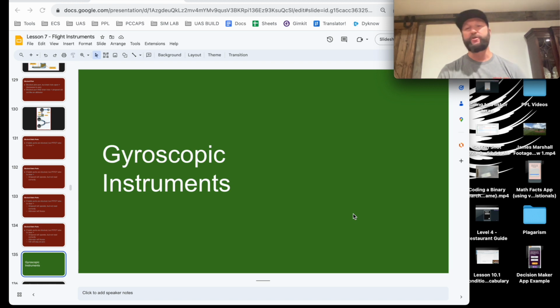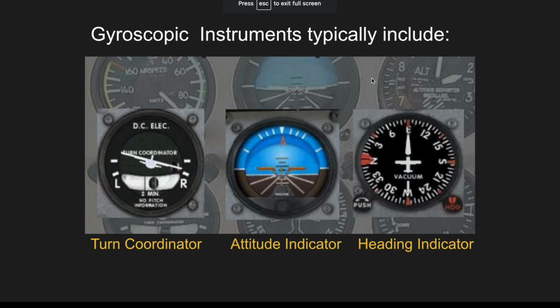First we're going to learn a bit about gyroscopes and what a gyroscope actually is. And then we're going to learn how to read these instruments. So let's get to it. Let's start with gyroscopic instruments. Typically the gyroscopic instruments in an aircraft include the turn coordinator, the attitude indicator, and the heading indicator.